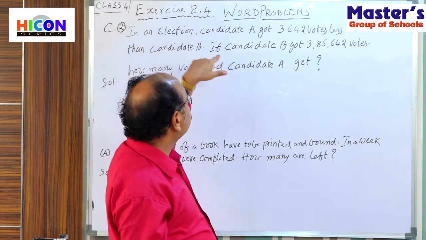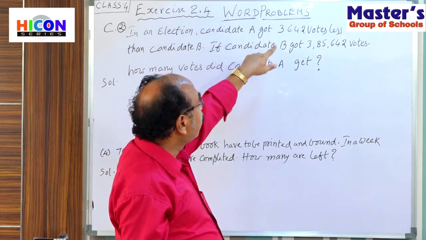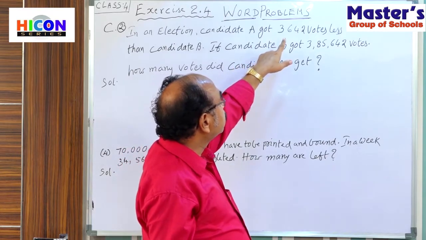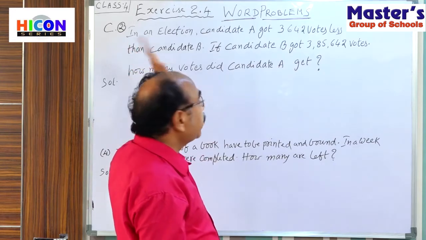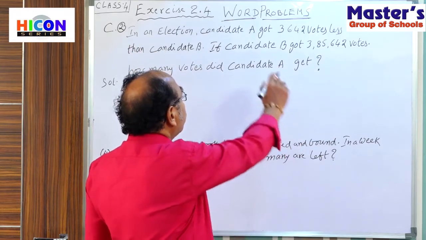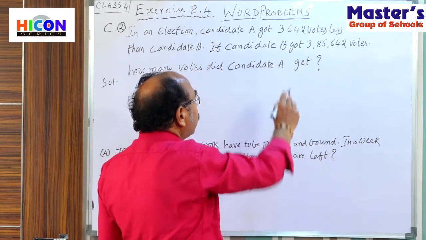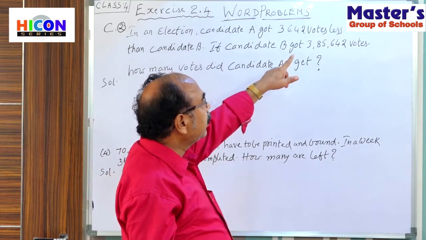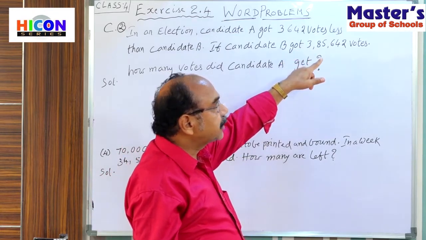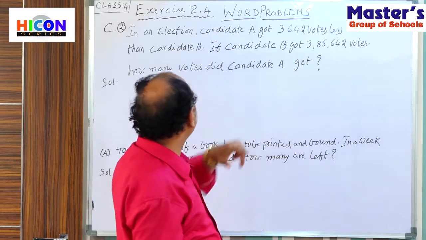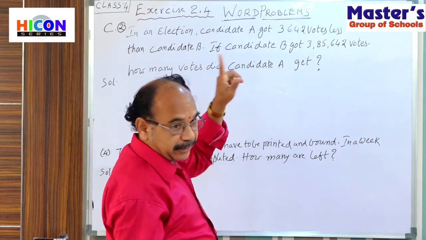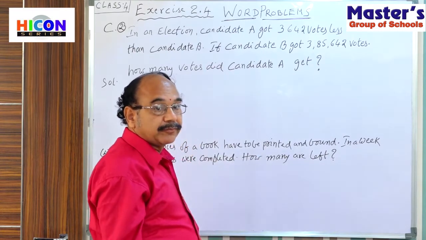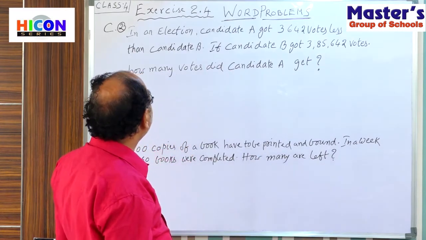In an election, candidate A got 3,642 votes less than candidate B. If candidate B got 3,85,642 votes, how many votes did candidate A get? That is the question.